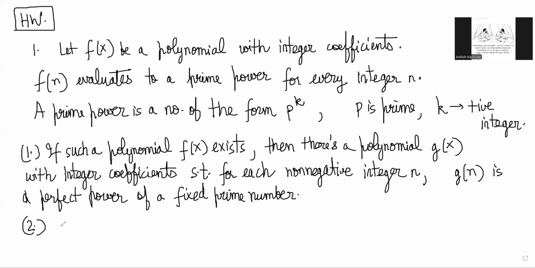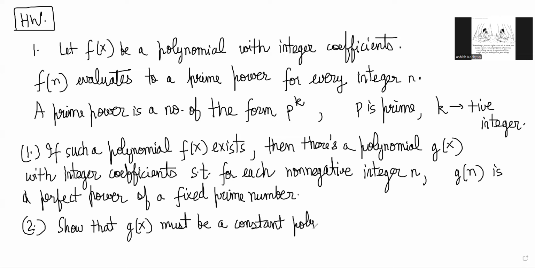Two is show that g of x must be a constant polynomial. And part three is prove that f of x is a constant polynomial.